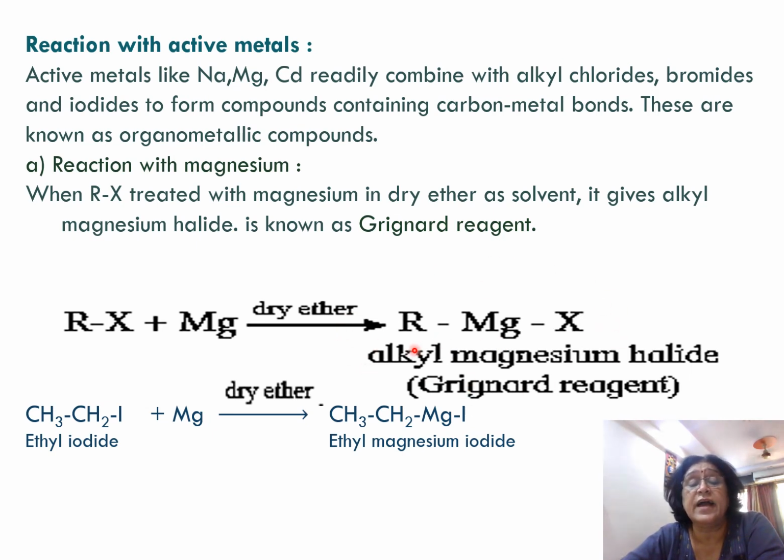Okay, so this is very reactive. The bond between metal and carbon is a polar bond, and this R carries a delta negative charge and magnesium carries a delta positive charge. So this is an example of a carbanion. Okay. So when ethyl iodide is reacted with magnesium in the presence of dry ether, you get ethyl magnesium iodide. Now, because an alkyl halide when treated with magnesium in dry ether as solvent gives alkyl magnesium halide, it is also known as Grignard reagent. Why is it known as Grignard reagent? Because it was discovered by the scientist Grignard. Okay, clear?